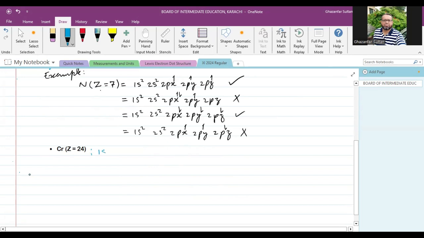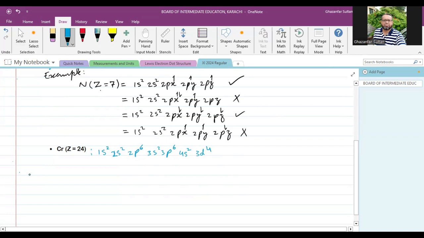You know, the electronic configuration is 1s2, 2s2, 2p6, 3s2, 3p6. But the next orbital to be filled is not 3d, although 3d is there, but according to the n plus l rule, energy of 4s is lesser, so it will be filled first. Then how many electrons are remaining? 10 plus 10, 20. So 4 electrons are remaining.